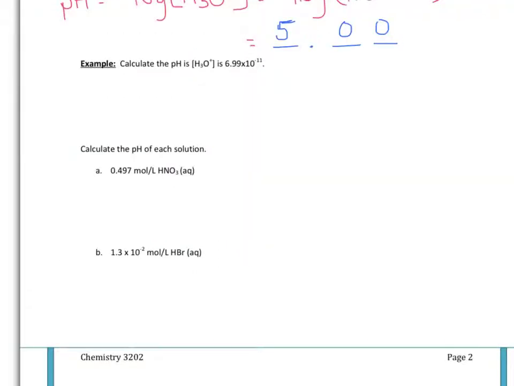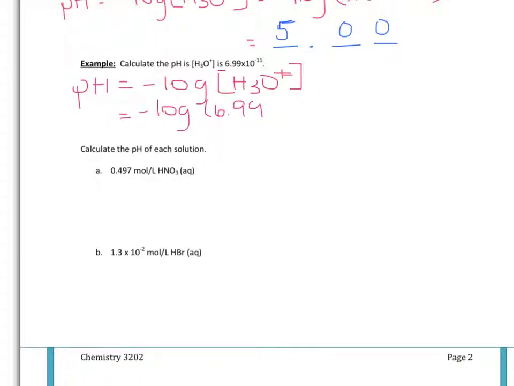Let us now try an example when the base is not 1. Since the base is not 1, this would not be a multiple choice question on the IB exam. However, it's game for paper 2. The question says, calculate the pH when the hydronium ion concentration is 6.99 times 10 to the negative 11. So we have negative log of 6.99 times 10 to the negative 11.